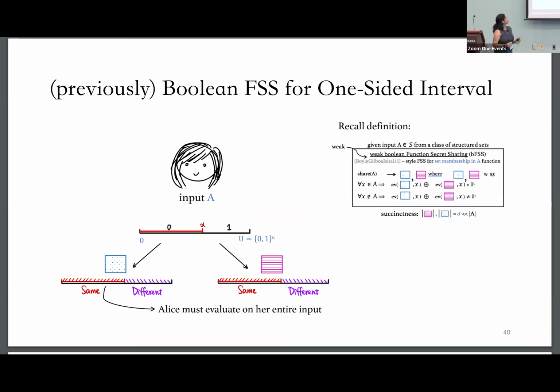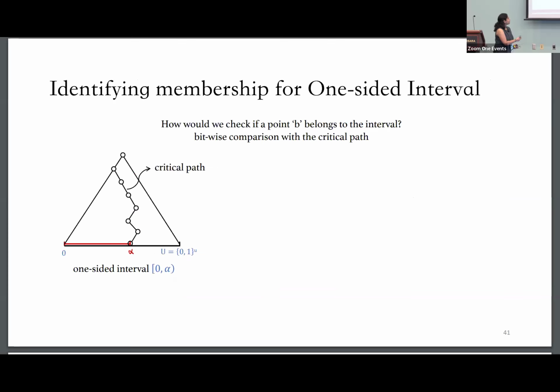And recall that previously, when Alice had such a structure, she would have to secret share it, and she would have to compute this function for every single point in the domain within her set. But let's revisit the idea of how you would actually figure out if a given point B lies within your interval. Like, how would you actually identify if a point lies within your interval?